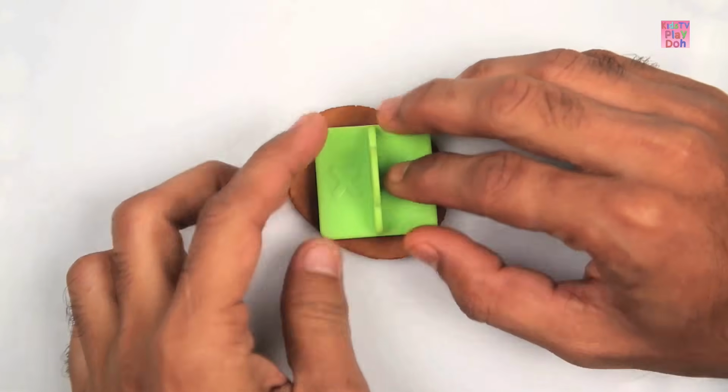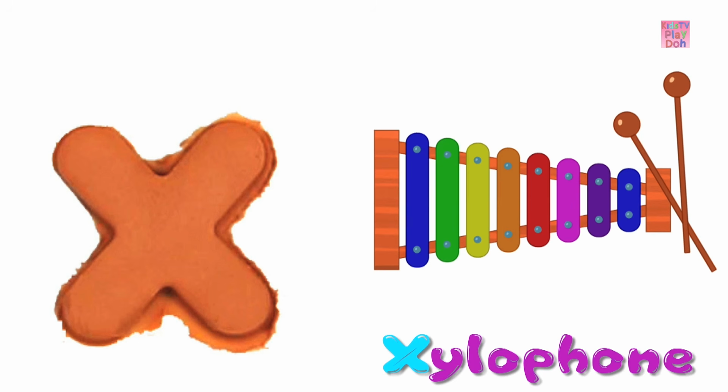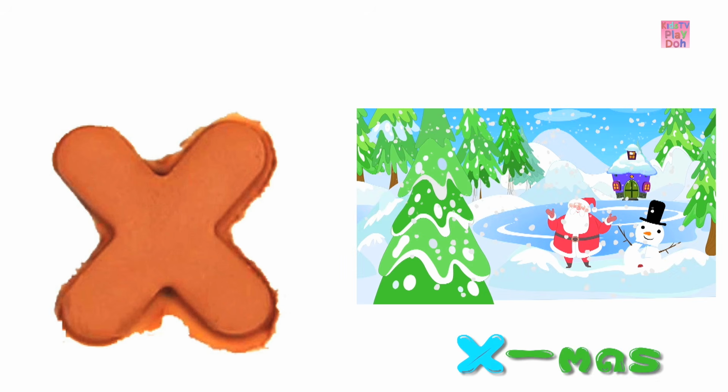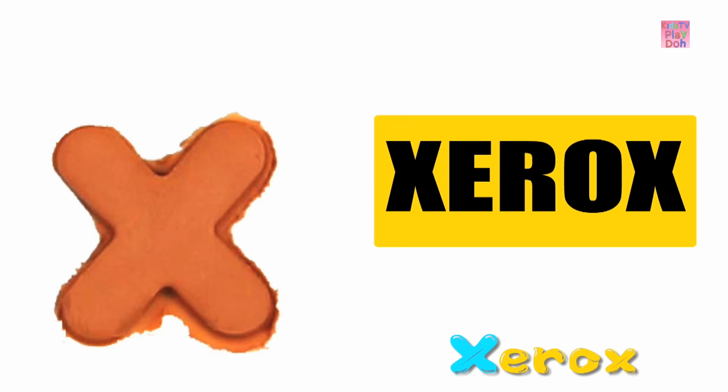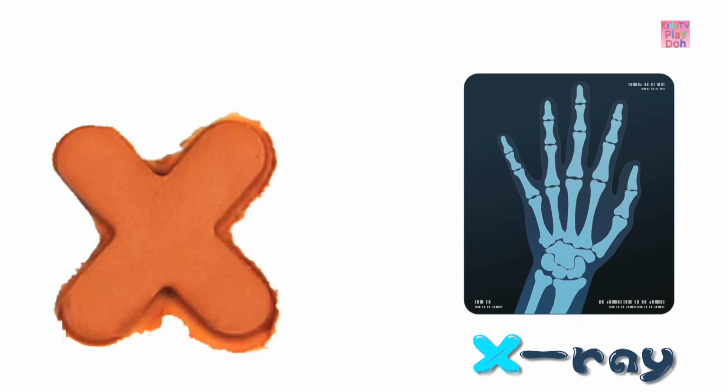Here comes the letter X. X. X is for xylophone, xylophone. X is for Xmas, Xmas. X is for Xerox, Xerox. X is for X-ray, X-ray.